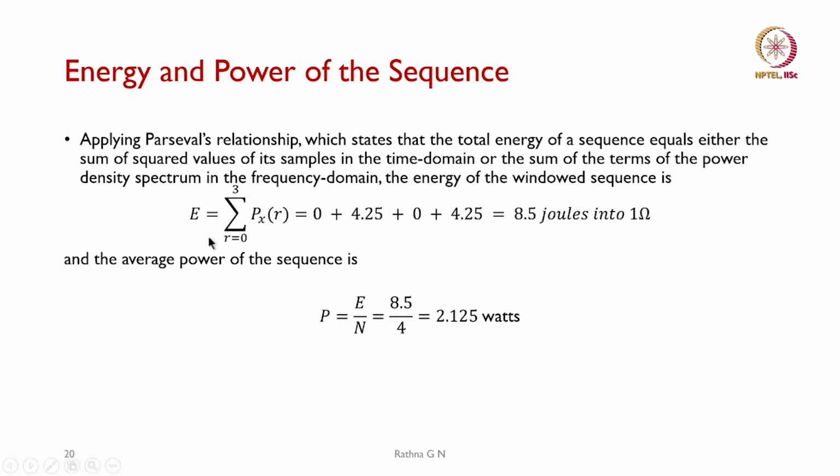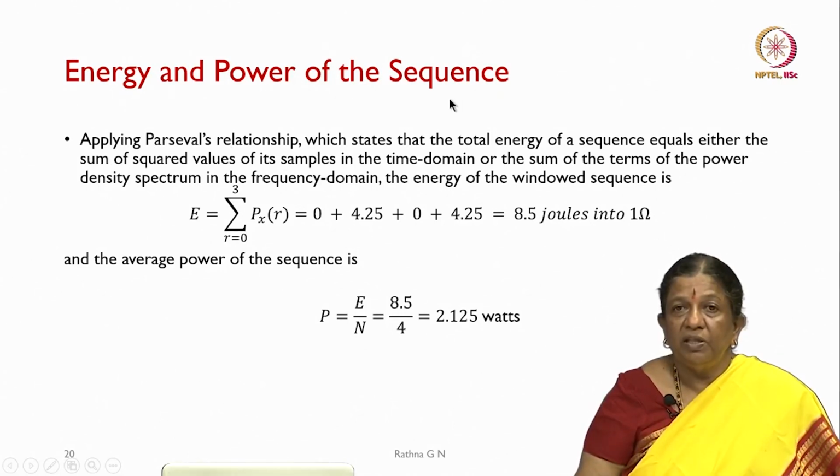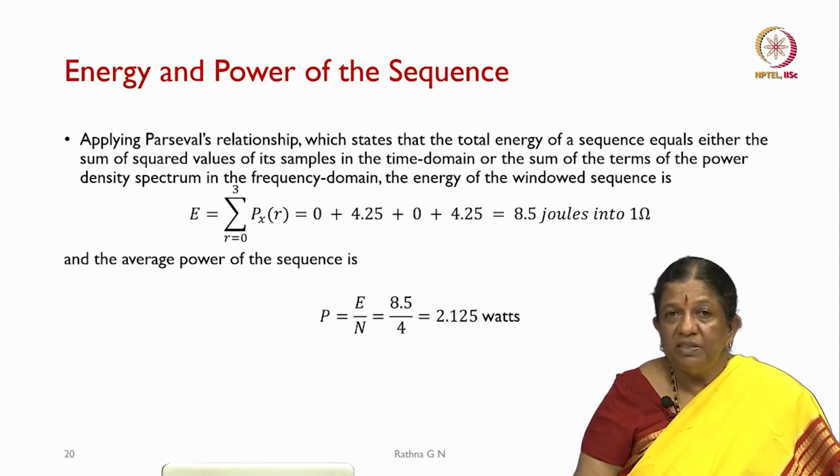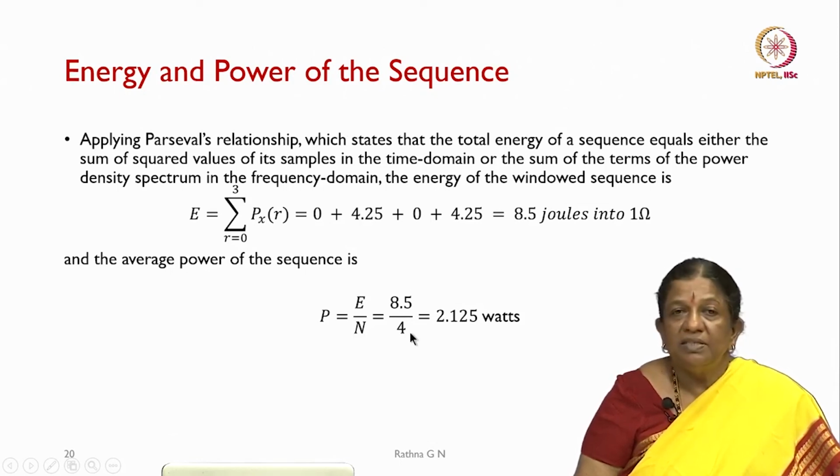To find out the energy and power of the sequence, we know that we are going to apply Parseval's relationship. For the energy of the sequence, E is equal to the sum from k equal to 0 to 3 in this case for the example, of Px(k). When you add them up, we will see that it is going to consume 8.5 joules in a 1 ohm resistor. That is, if you are passing this through a 1 ohm resistor, it will consume 8.5 joules. And if you want to calculate the average power of the sequence, you calculate energy divided by N. So, it is going to be 2.125 watts of power that this system is going to consume.